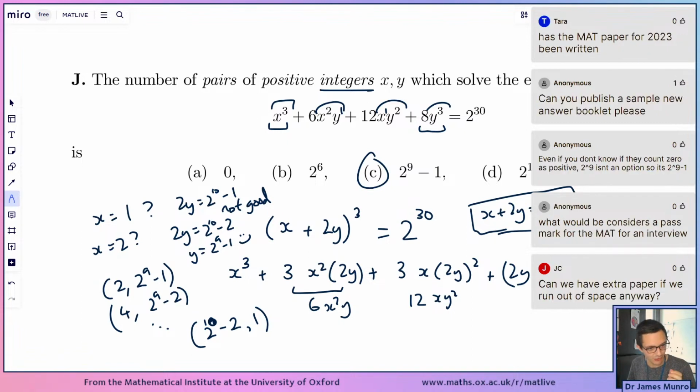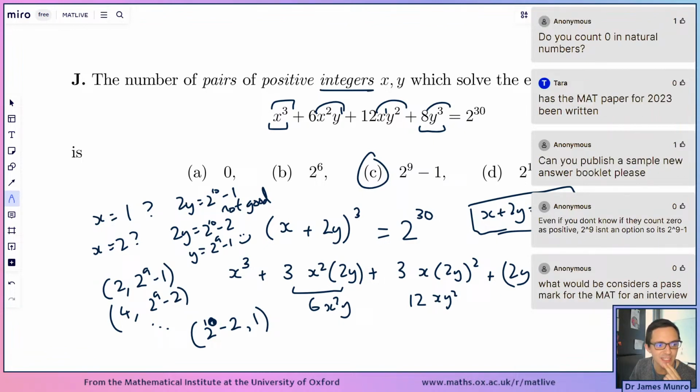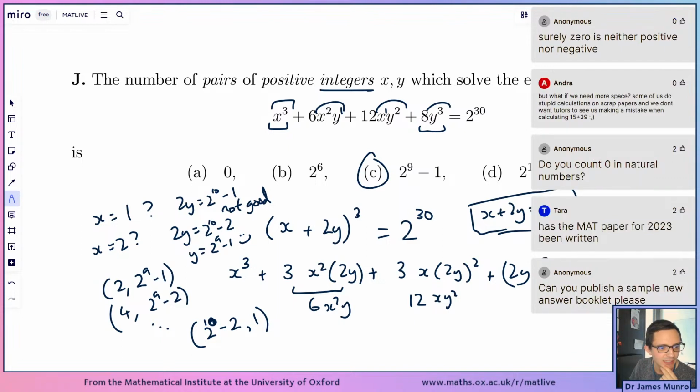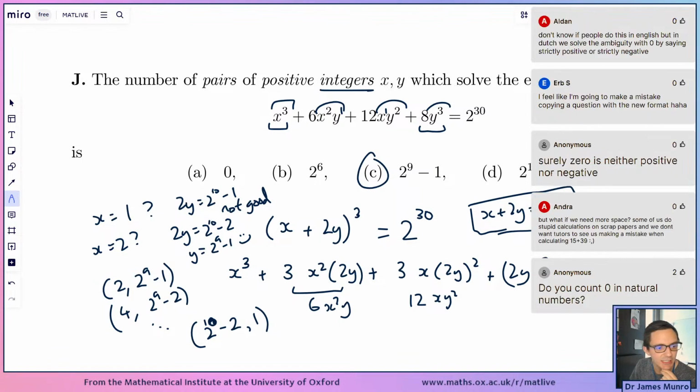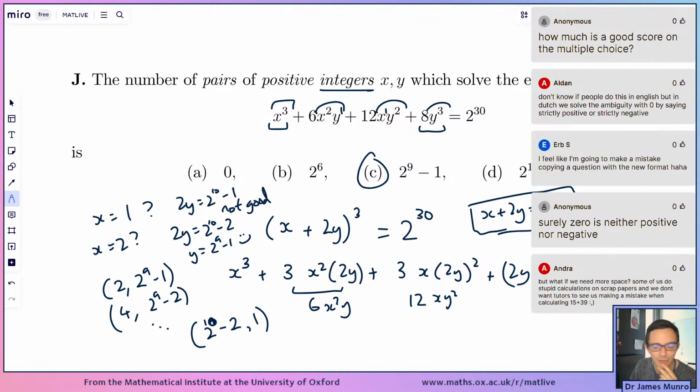0 is definitely a natural number. Oh no, that one's controversial too. What do we need more space? There's space at the back. There's more space than there's ever been. Right, okay. Strictly positive is something we say in English as well, sometimes, but not reliably. Is it already on the MAT website? I don't remember. Moving on.